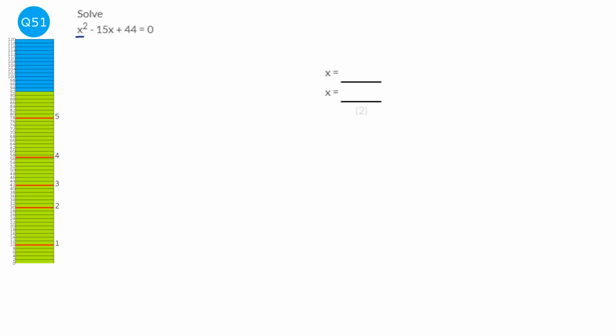So the first thing we need to do is factorise the quadratic, and so we put down 2 sets of brackets, and an x will be at the start, and so we're thinking about 2 numbers that times together to make 44 and add together to make that minus 15 there. So the 2 numbers will be minus 11 and minus 4. So minus and minus is a plus when we times them. 11 times 4 is 44, and then when we add them together, minus 11 plus minus 4 is minus 15.